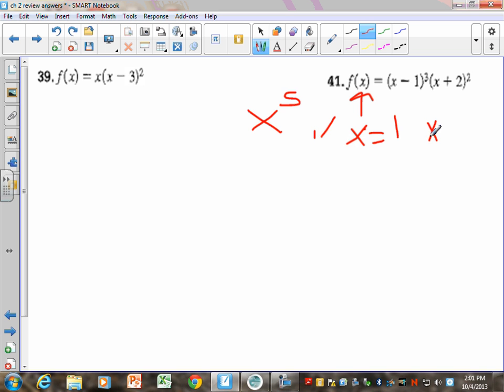My zeros are x equals 1 and x equals negative 2. The multiplicity tells me it's multiplicity, but it also tells me whether it crosses or touches. So since that's a 3, I know that it has a multiplicity of 3, and because it's odd, I know it crosses.